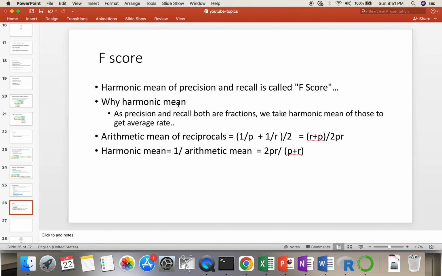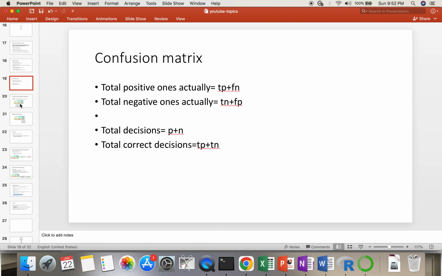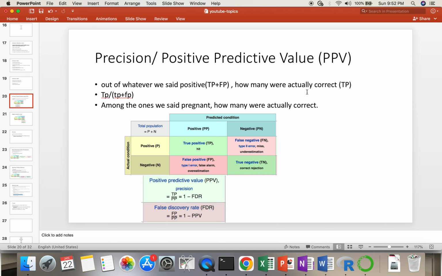Precision, as we saw, is a fraction. Recall is also a fraction: true positives by total actual positives. Precision is true positives by true positives plus false positives.